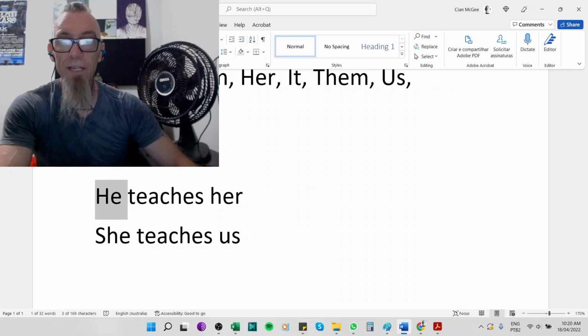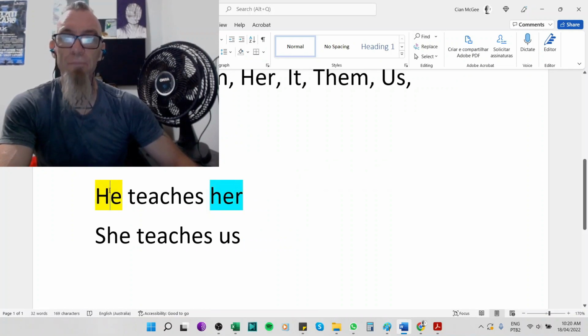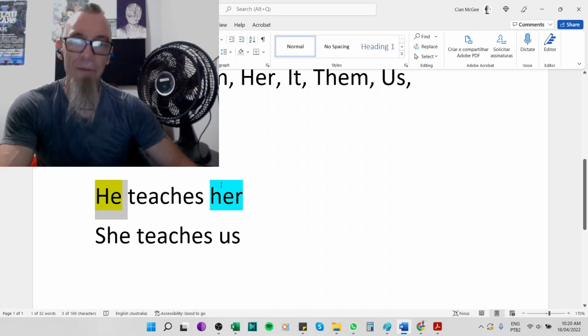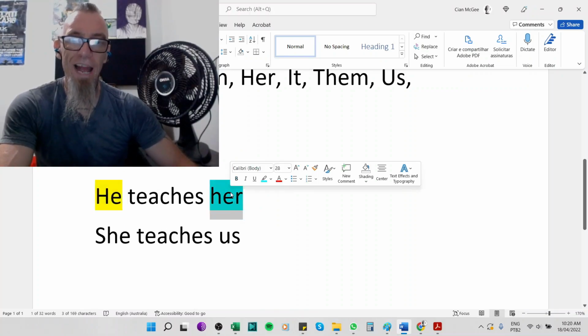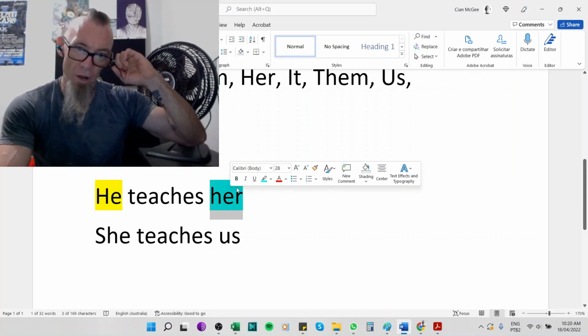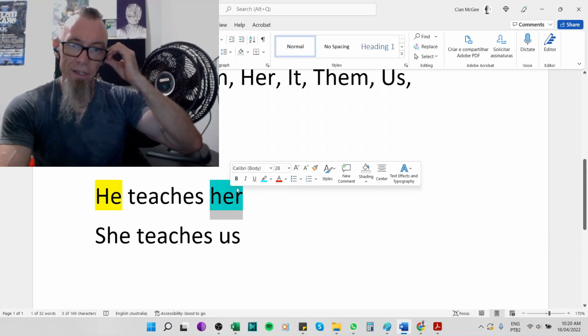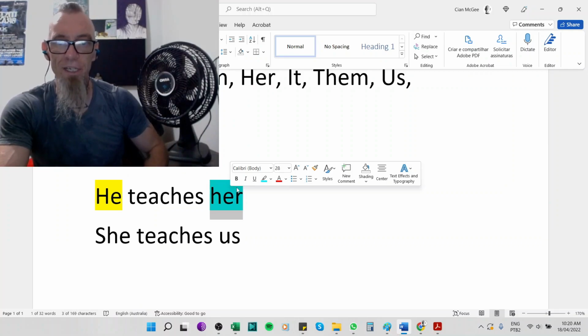So we have our subject on one side and our object on the other side. Remember, our subject is the protagonist of the sentence. They are the Harry Potter of that world. And the object pronoun is the Gotham City. It's the damsel in distress.